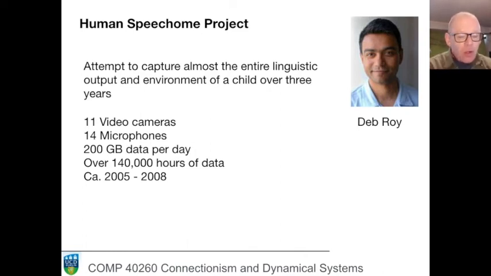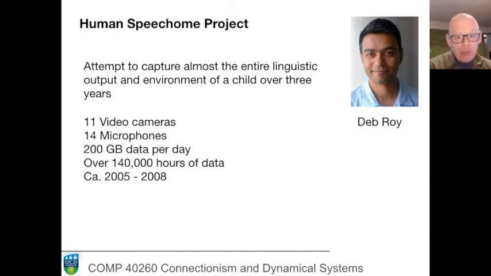The goal was to capture, as far as possible, the entire linguistic output on the one hand and environment on the other of a child over a period of 3 years, in that critical period when they're learning language like nobody's business. This generated an awful lot of data. The recordings were done between 2005 and 2008. Ancient history now. In those days, 200 gigabytes of data per day was an unimaginable amount of data.